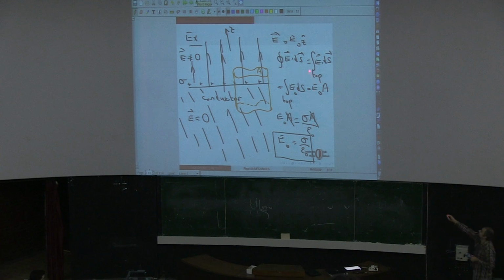And then at the top, the magnitude is E0. The ds is in the same direction as the z vector. So this is nothing but E0 times ds. And E0 is just a constant, so we just take it out. Other questions?